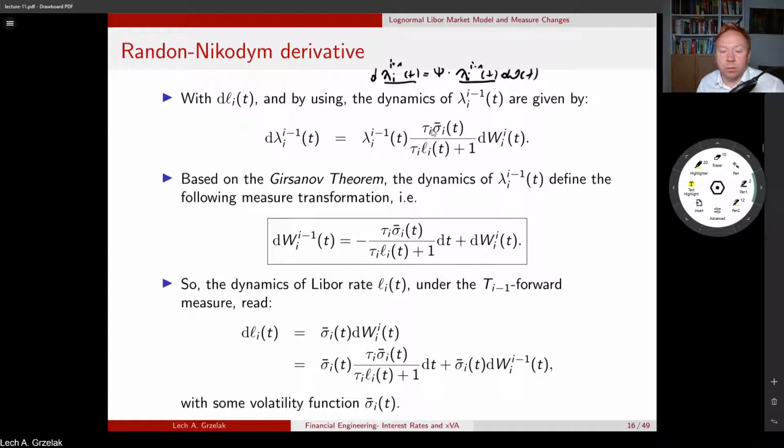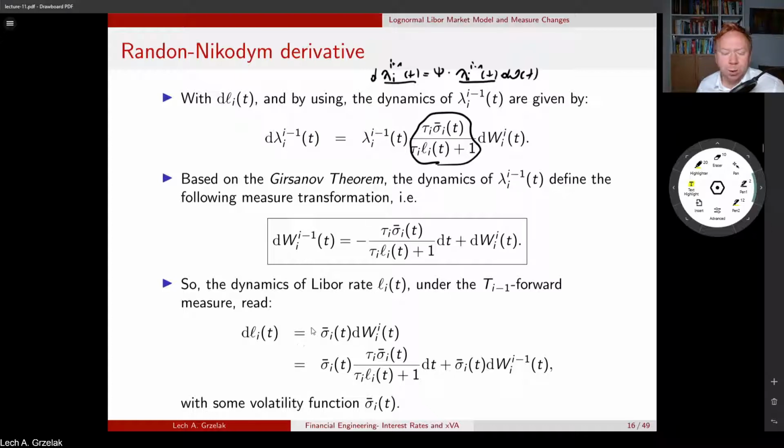If we have this, then by using the Girsanov theorem, we know the measure transformation between measure I minus 1 and measure I is given by the term which we have here. We take all this term, with a minus, and then dt. So this term shows us the measure transformation from the t I minus 1 measure to measure I, or the opposite. So we can also switch from I measure to I minus 1.